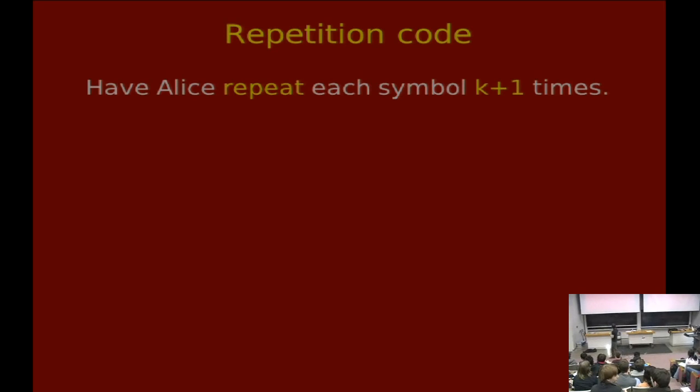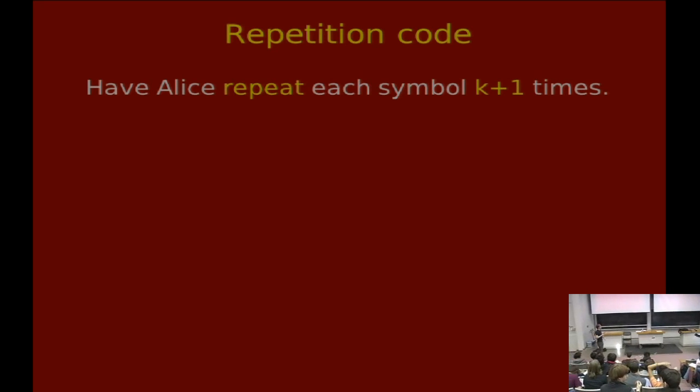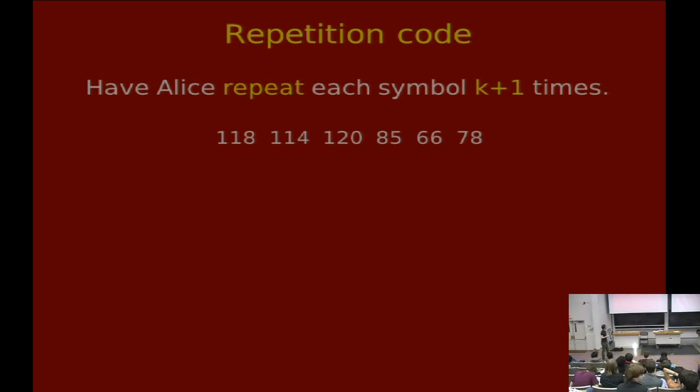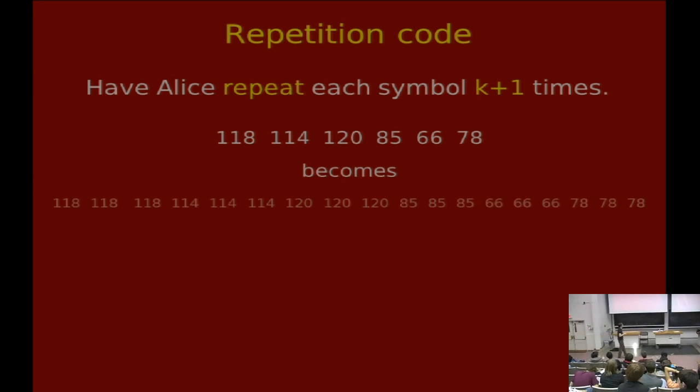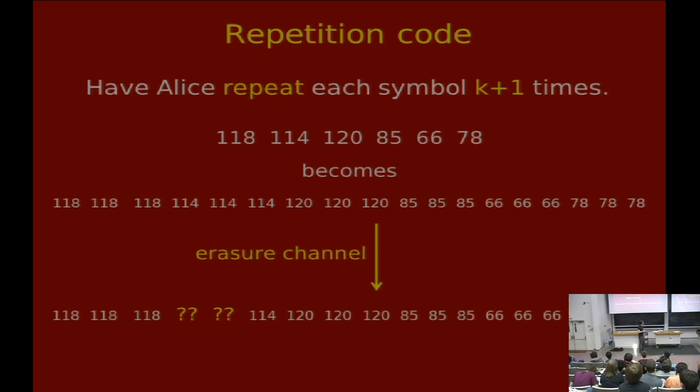So good, this is a reasonable idea. It's called the repetition code. Alice just repeats each symbol k plus 1 times. So if k is 2 in this example, instead of sending this, she sends this. It triples each symbol. Then Alice and Bob know that if only 2 things get erased, even in the worst case where they come from the same little block, there's still 1 copy of the real symbol left over for Bob to figure out the message. Does that make sense?